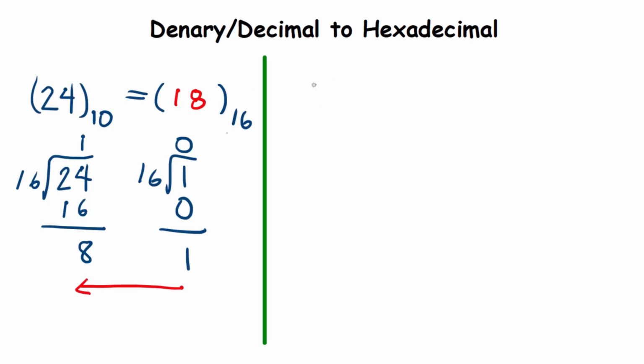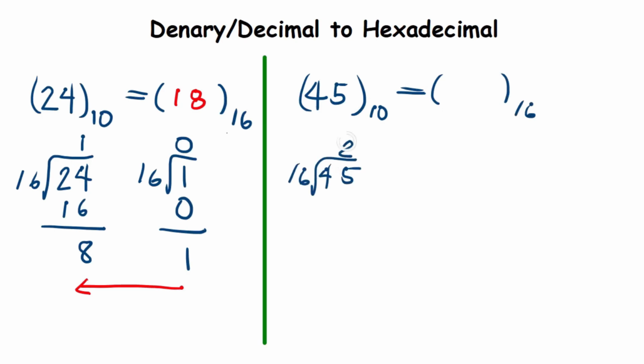Let's have another example. Let's have 45 base 10 and we want to convert it to base 16. So again, we will divide this 45 by 16. We'll have 2. 2 times 16 is 32, and we'll have here 13. Okay, the remainder is 13. And then we will divide this quotient 2 by 16, and we'll have 0. 0 times 16 is 0, and we'll have remainder 2.